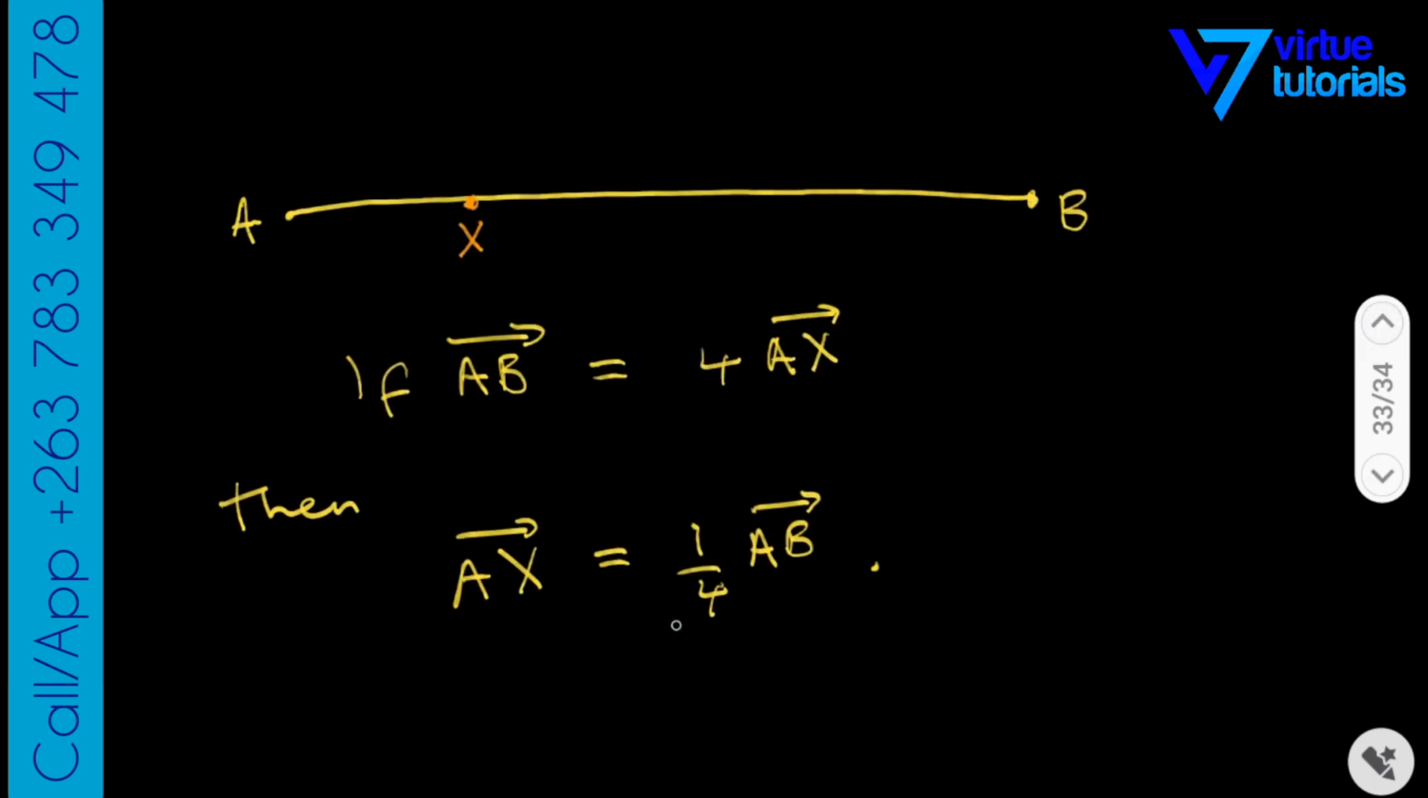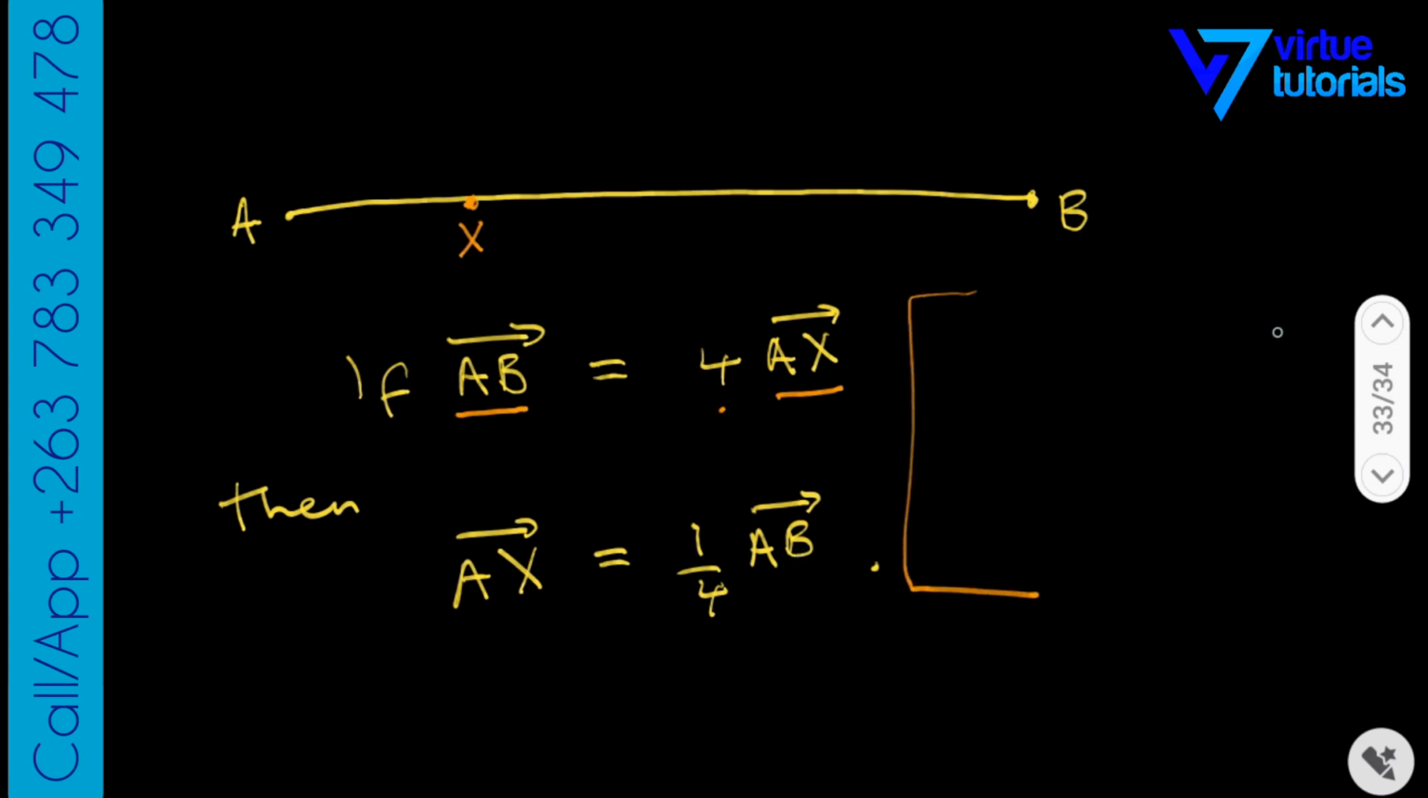Now, we've got something that is worth noting here. We've got a straight line, which is AB. So if you're told the vector AB is 4 times the vector AX, this means AX will be a quarter of AB. If AB is 4 times AX, it means AX is a quarter of AB.